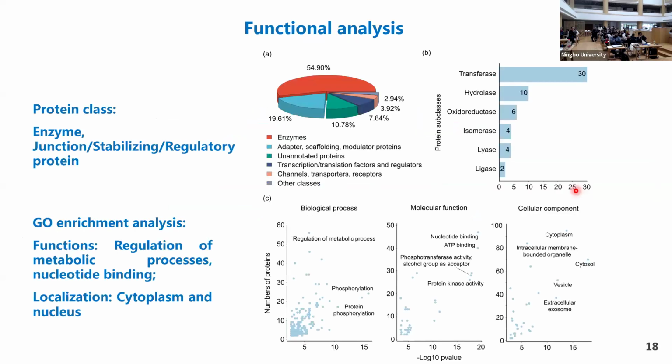The functional analysis shows that this protein class mainly contains enzymes and other proteins. And the GO enrichment analysis shows that they are mainly related to metabolic processes, especially nucleotide metabolism. So it's very important.